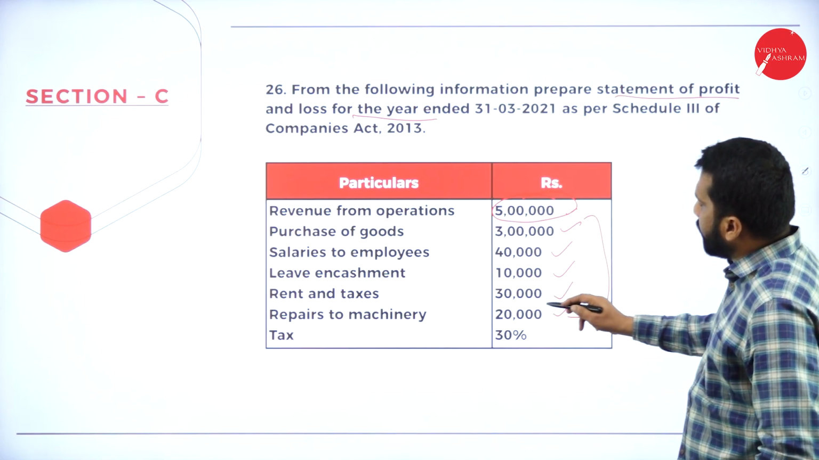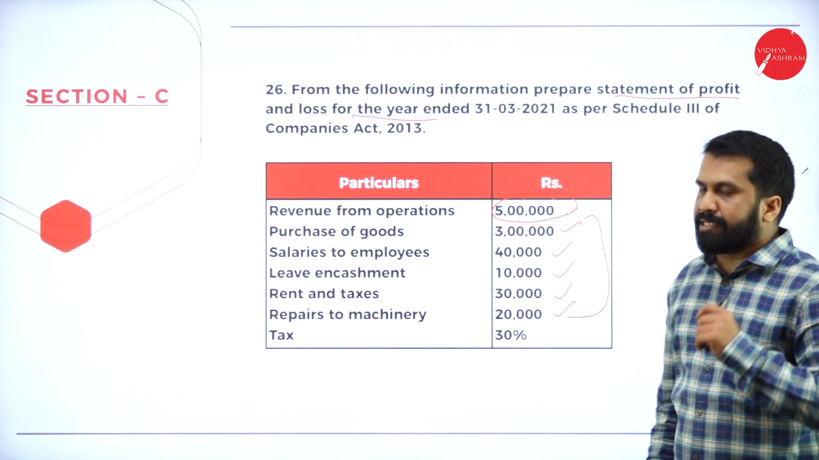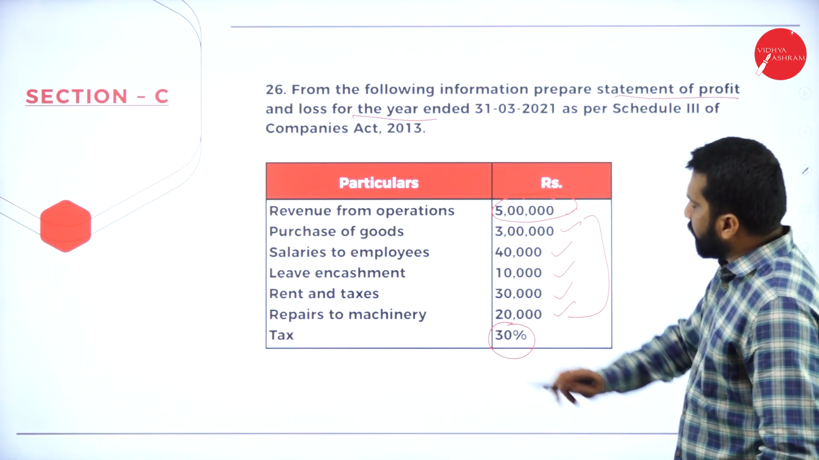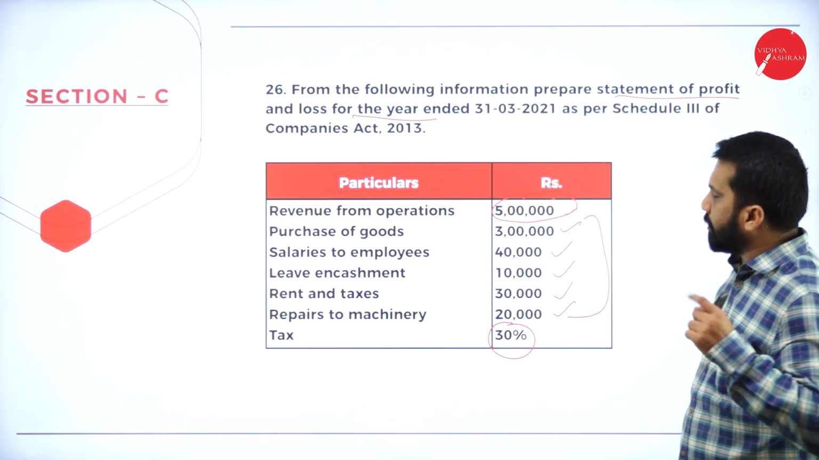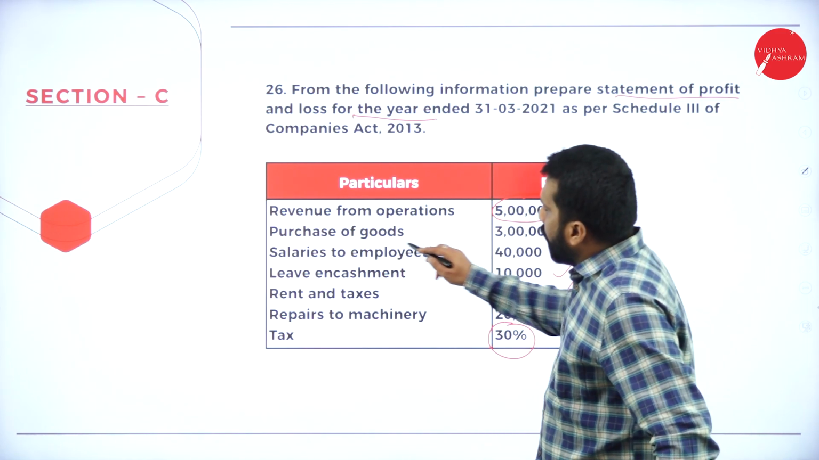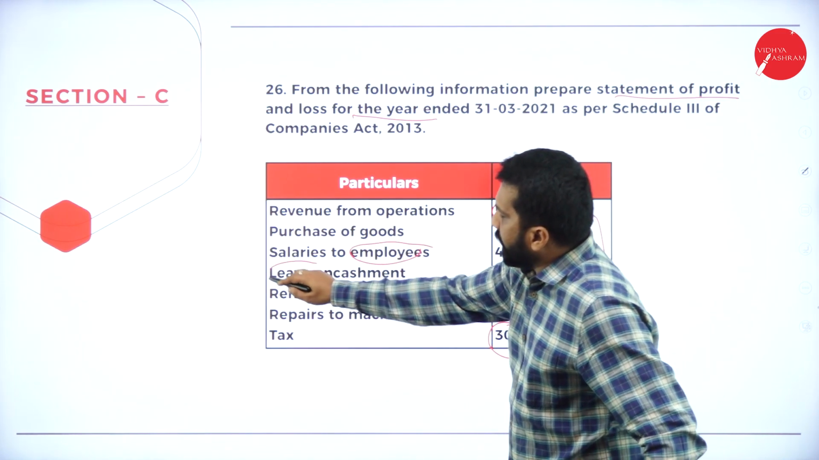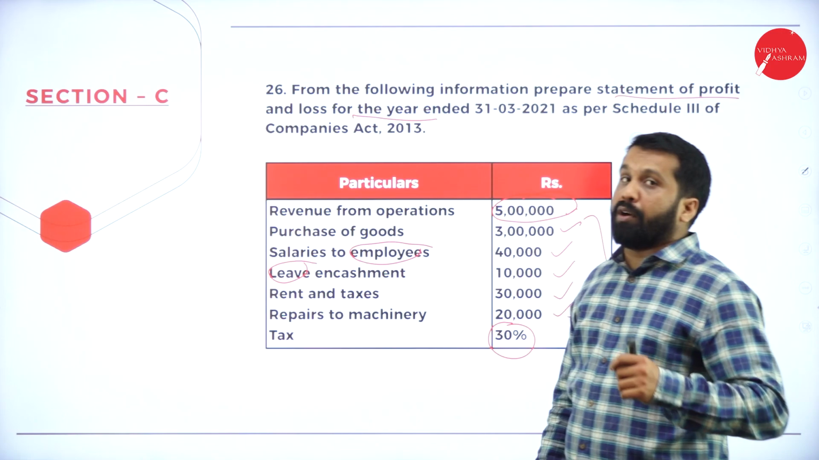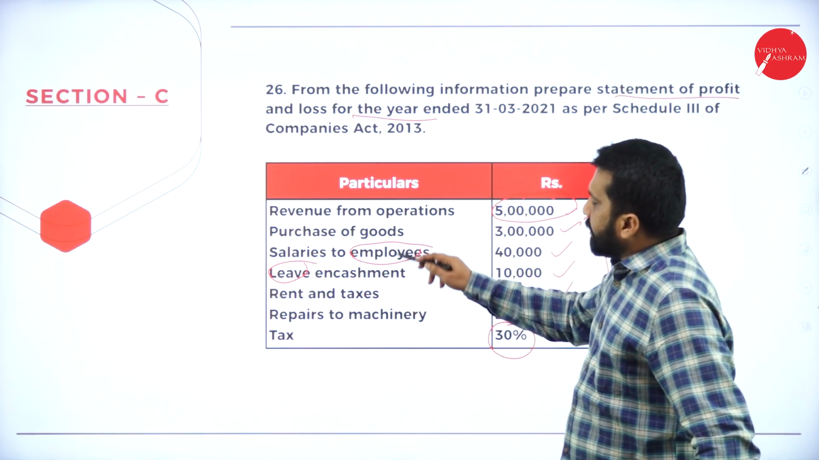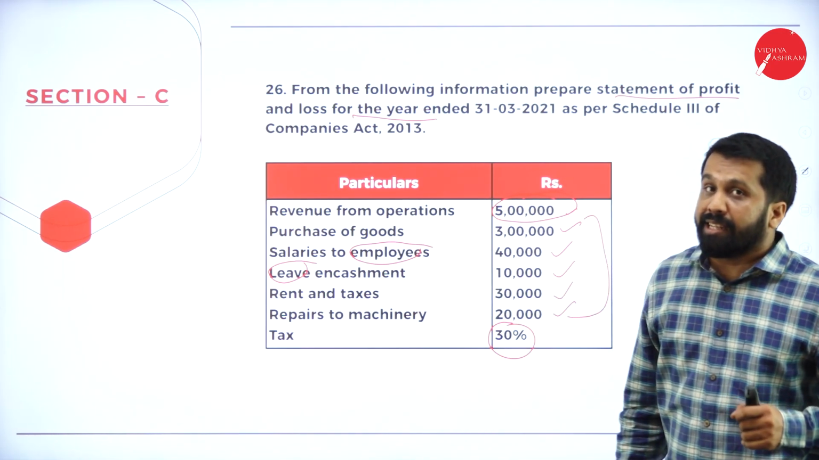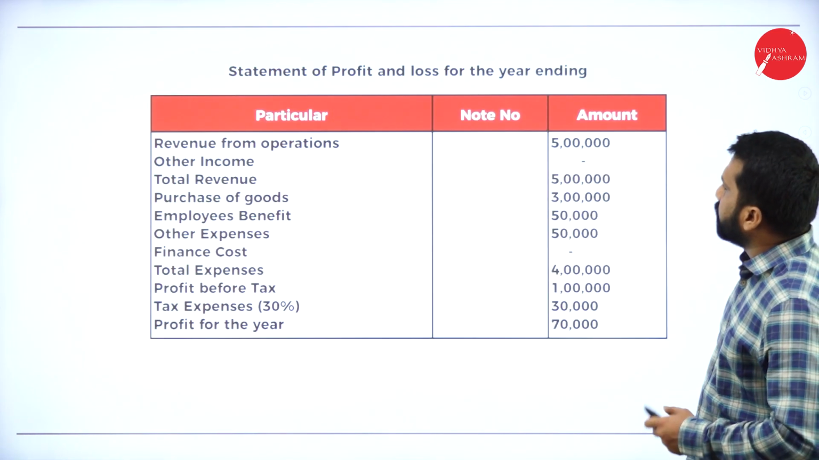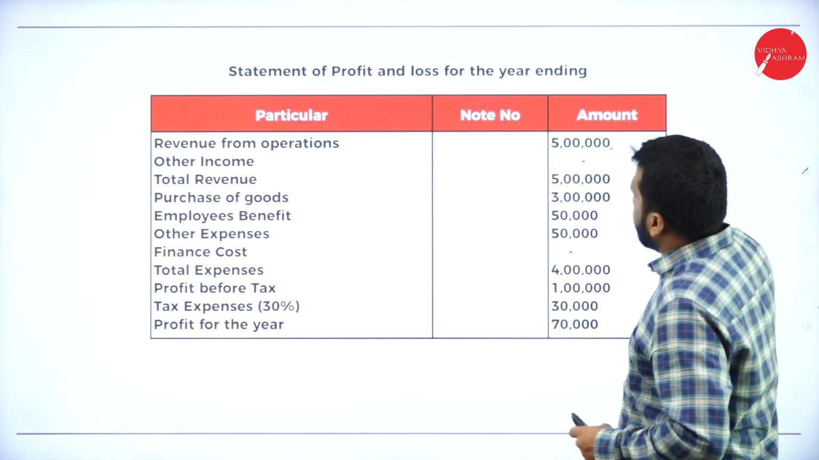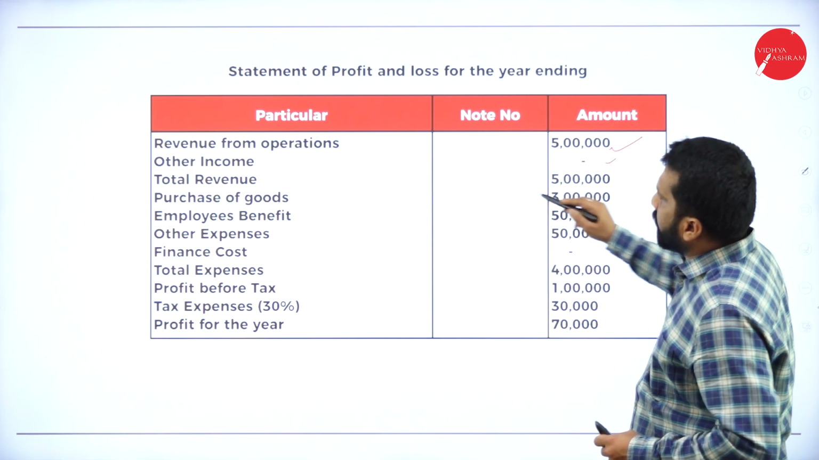If you minus all this, you will get profit before taxation. Minus 30%, you will get profit after taxation. Remember, employee and leave encashment all come under employee benefit. Rent and taxes, everything comes under general expenses. Remember those points.